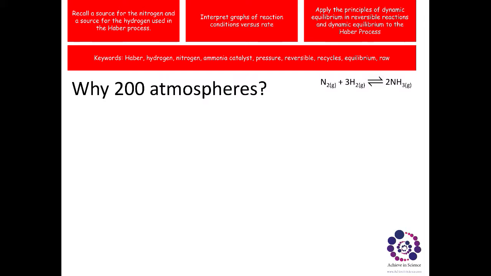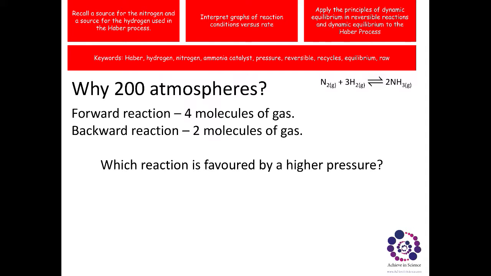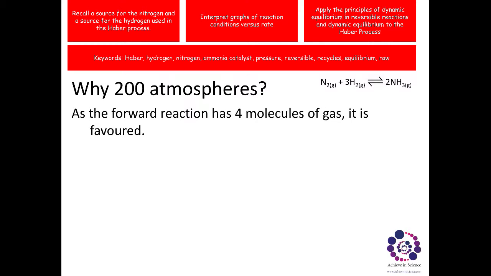Secondly, let's look at why we have 200 atmospheres. The first reaction is the forward reaction, which involves 4 molecules of gas, 1 of nitrogen and 3 of hydrogen. The backward reaction involves just 2 molecules of ammonia. Which reaction is therefore favoured by a higher pressure? The forward reaction consists of 4 molecules of gas and therefore is favoured. The more molecules of gas, the greater the pressure. So the higher pressure would actually benefit the reaction because it would generate a higher yield of ammonia, the required product that we want.